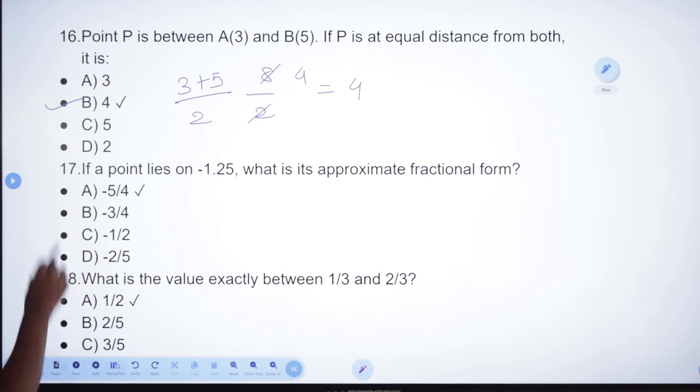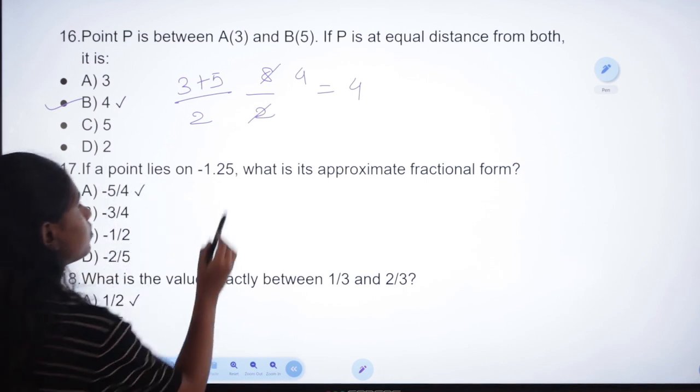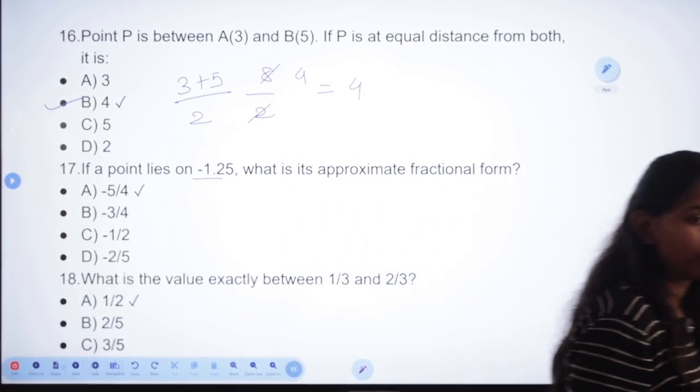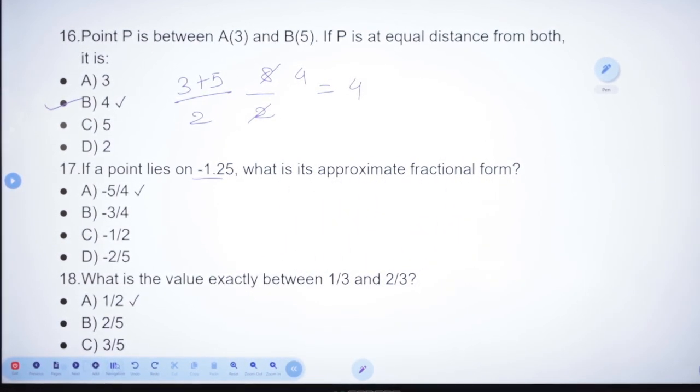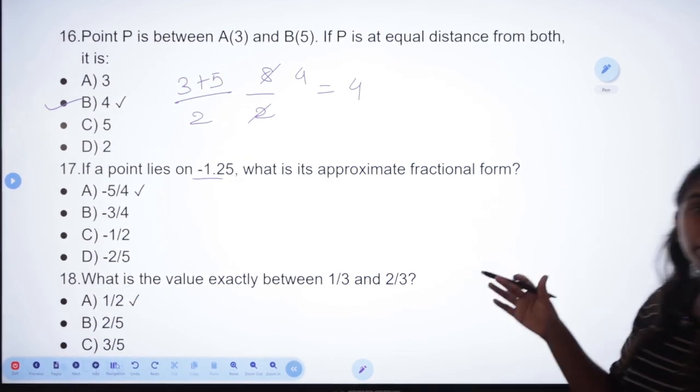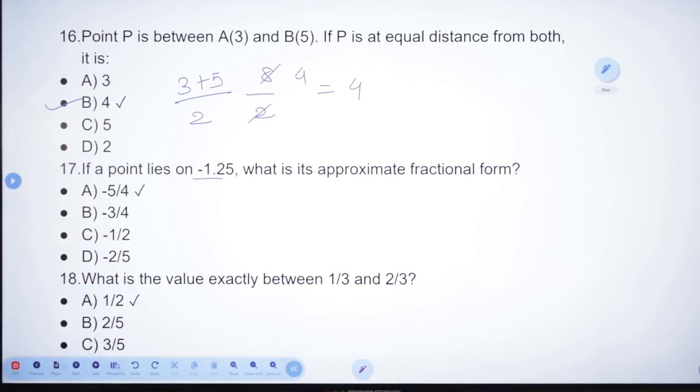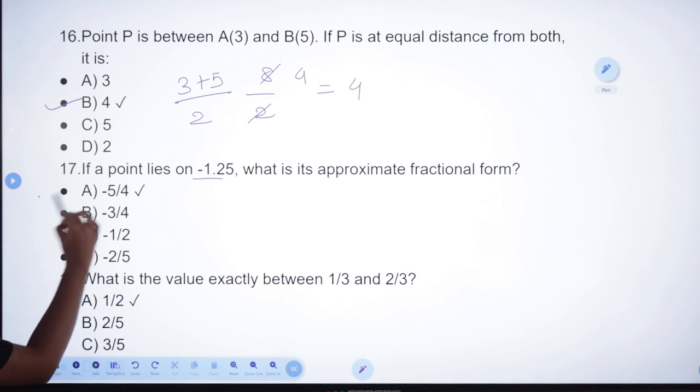Then next: if a point lies on minus 1.2, what is the approximate fraction form? Approximate means what? At a greater number. So it will be minus 5 by 4.